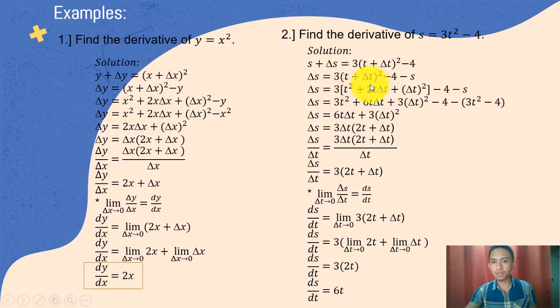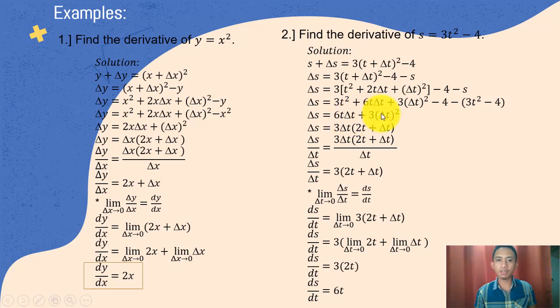Now I can at the same time distribute this one, so that will become 3t squared. That will become 6. That will become 3 delta t squared. And now negative 4, and of course the value of s. If I now distribute this negative, that will become negative 3t squared. It will cancel with positive 3t squared, right? And then I will distribute that negative with negative 4. That will become plus 4, and that is a minus 4. That will also cancel. So what's left are only these two terms.